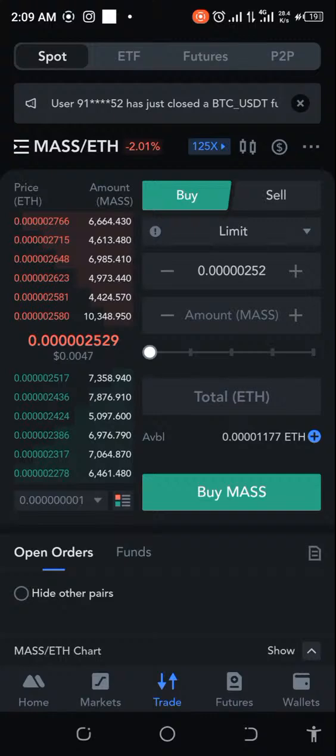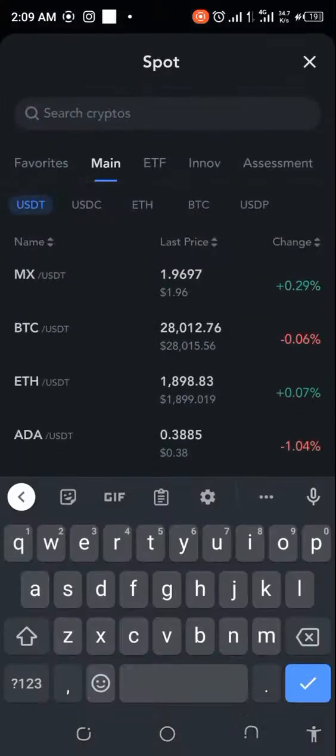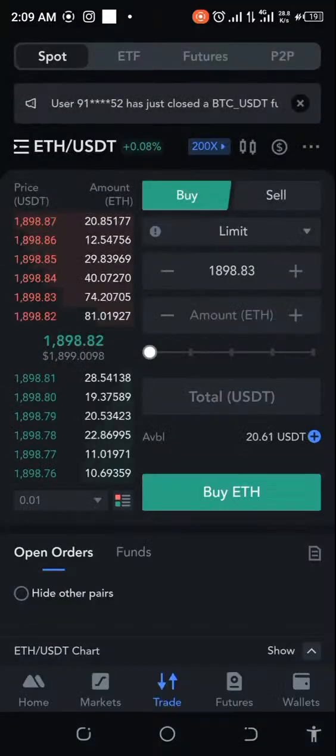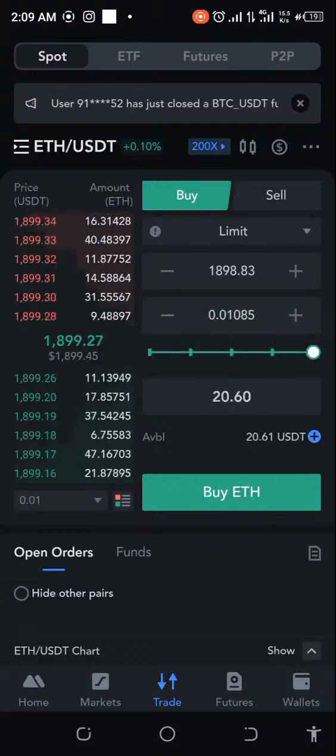We'll need to buy MASS, let's just say MASS/ETH, and then change that to MASS/USDT to get our profit. But first of all, we'll need to get ETH. So to do the simulations, we first need to try and get ETH. Let's go to ETH, and what we have here is like $20.61. I'm just going to pick that all up and copy.